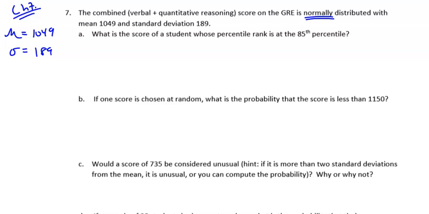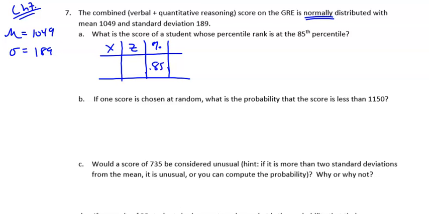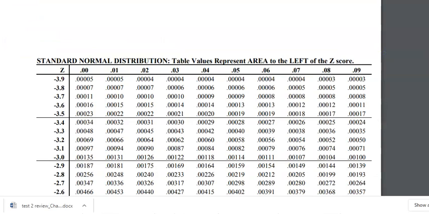Question 1 asks for the score of a student whose percentile rank is the 85th percentile. I used to do this in class, right? I would draw the little chart, and this one we're kind of going backwards. The chart takes me from percentile to z-score to percentile, and the z-score formula takes me from x value to z-score and vice versa. So the first thing I need to do is know where I am in terms of z-score. I'd have to go to my chart and find what the z-score is for 0.85.